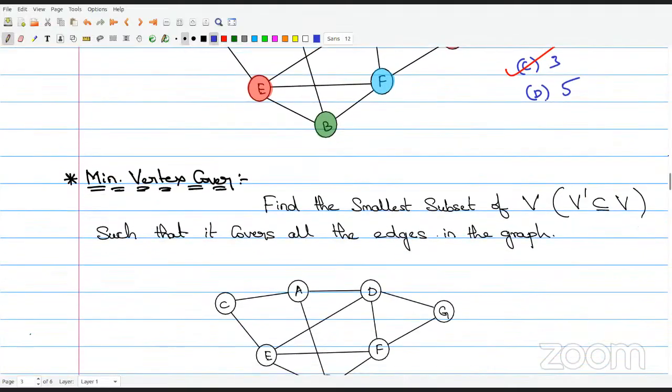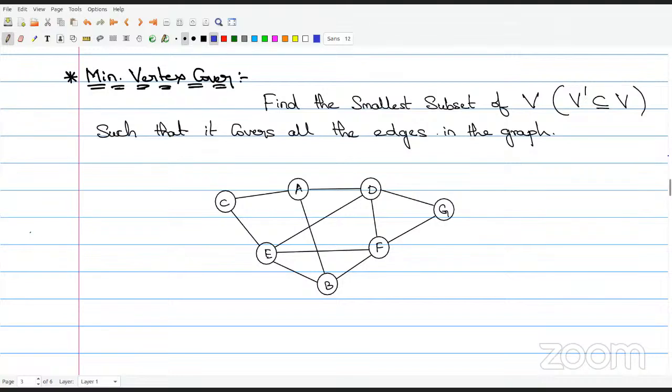Now let us see what minimum vertex cover means. From the name itself, you can deduce a few things. Vertex cover is related to vertices, and there is something called minimum, so we have to look at the minimum possible thing. Those are the two things you have to understand. Minimum vertex cover, so what is this?